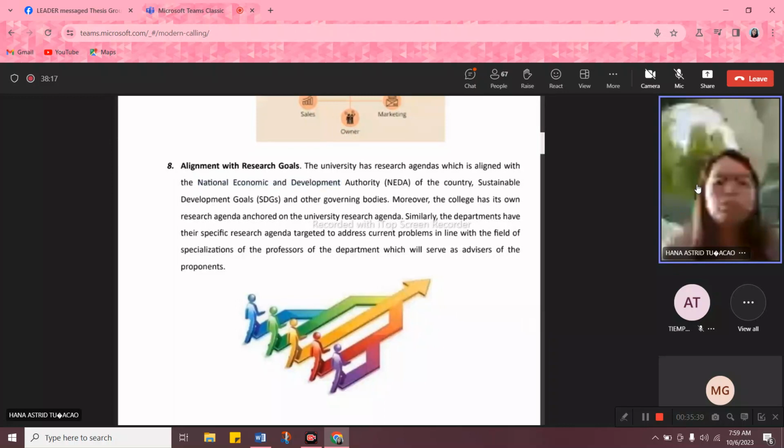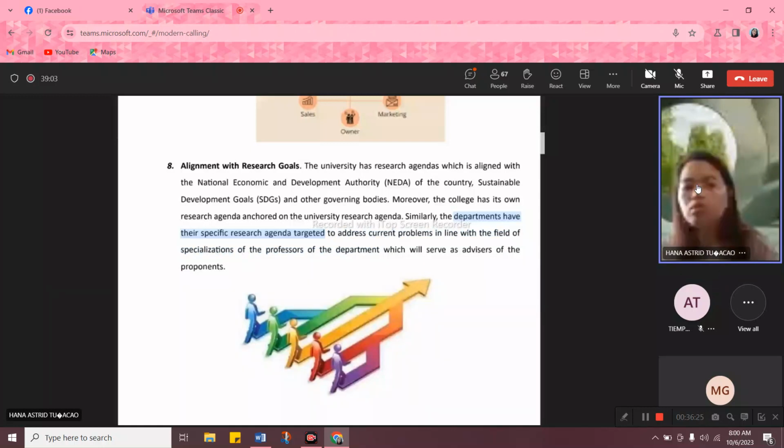And we also have sustainable development goals, which are at the international level. So we have, if I'm not mistaken, 17 SDGs, and all research work worldwide is anchored to the SDGs. Okay. Moreover, the college has its own research agenda anchored on the university level, and departments also have their specific agenda targeted to address current problems in line with the field of specialization of the professors of the department who will serve as advisors of the proponents.